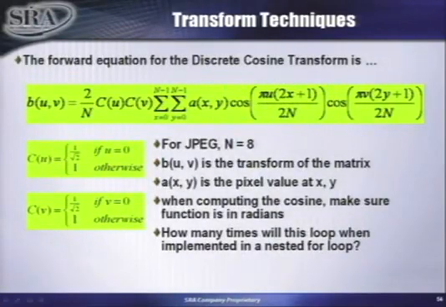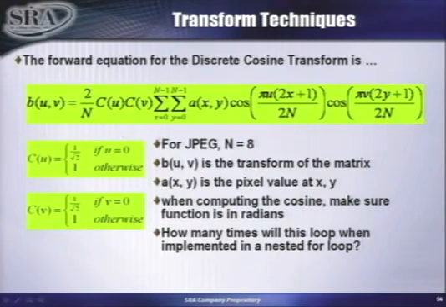All right, here's the forward equation for the discrete cosine transform. I need to find my pointer again. I'm moving it slowly. Do you see it anywhere? Down low, lower right hand. Oh, there we go. Thank you. It's hard to see because the light is shining in my face.